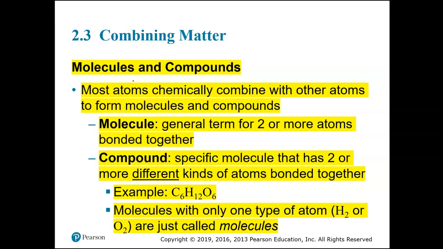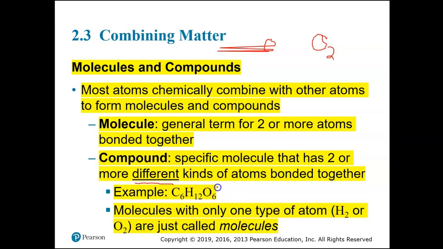All right. Now, on section 2.3, when you combine atoms, you get molecules and compounds, and molecules and compounds are just about the same thing. A molecule is a term for 2 or more atoms bonded together. So a molecule of oxygen gas is just O2. 2 atoms of oxygen bonded together would be a molecule, but not a compound, because a compound has to have at least 2 different kinds of atoms.